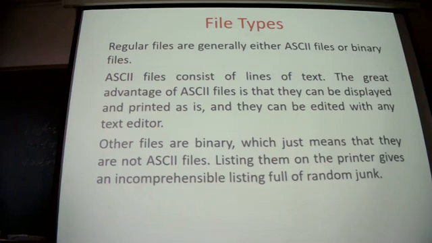About file types. There are two types of regular files: ASCII files and binary files. ASCII files consist of lines of text. If you open an ASCII file, you can read and understand its content. Similarly, if you print an ASCII file, you can read it directly.